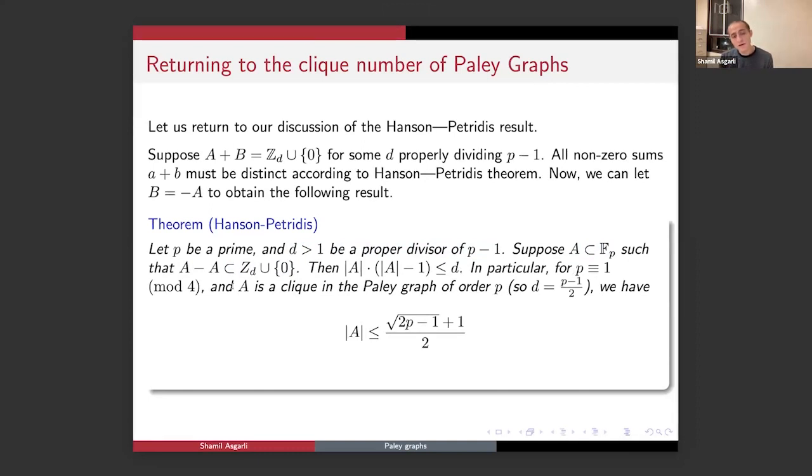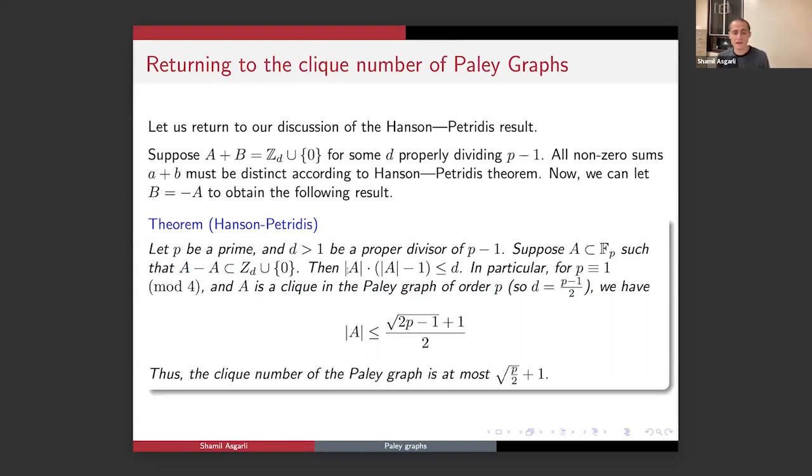If p is 1 mod 4 and A is a clique in the Paley graph of order p, then we know that A minus A is inside Z_d with d equal to (p minus 1) over 2. That means that the size of A times (size of A minus 1) is at most (p minus 1) over 2. And this is a quadratic inequality. You can solve for |A| from here and see that |A| must be at most (square root of (2p minus 1) plus 1) over 2, which means that the clique number of the Paley graph is at most square root of p over 2 plus 1. This is just basic algebra from there.